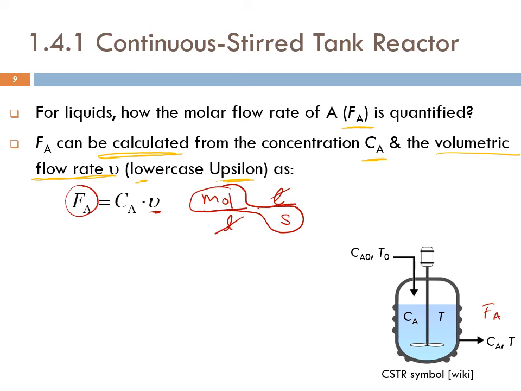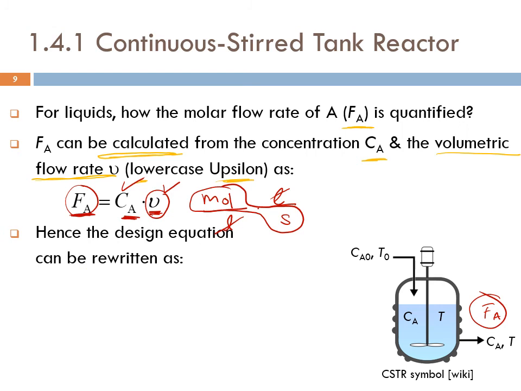So if you want to calculate the molar flow rate here, you can measure the concentration in the stream and multiply it by the measured volumetric flow rate. You can easily measure concentration. You take a sample, take it to the lab and analyze it, whether you use a spectrophotometer, gas chromatography, or titration, to get the concentration of A. And then you also measure the volumetric flow rate. How do you measure it? You are familiar with this: the flow meter. You measure the volumetric flow rate using the flow meter, and you multiply these two quantities to get the molar flow rate.